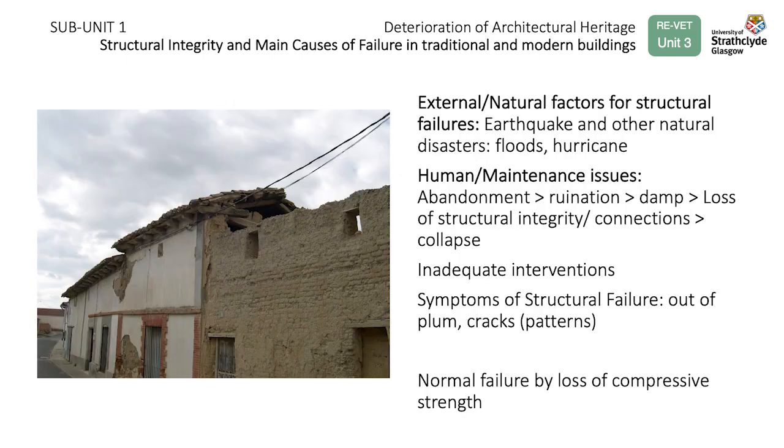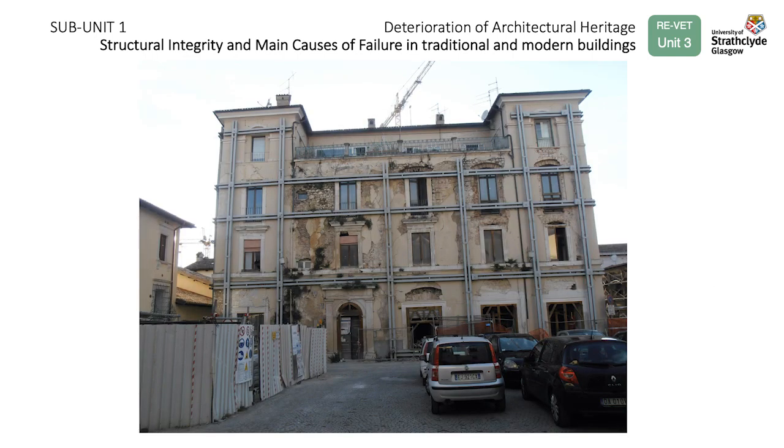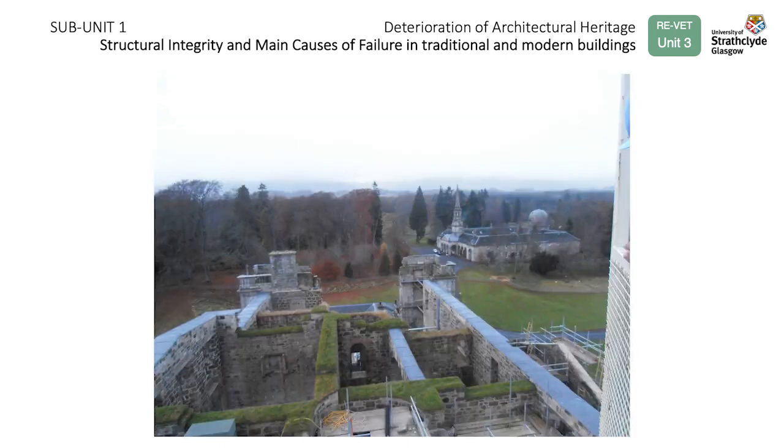frequent. Thereafter, we can distinguish between external natural factors for structural failures, such as earthquake and other natural disasters, flood, hurricane, and the human maintenance issues, from the abandonment to the ruination, damp, loss of structural integrity, connections, and ultimate collapse. Also, inadequate interventions are a cause of failure.